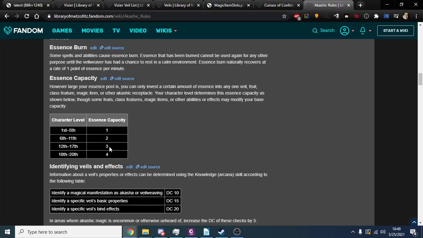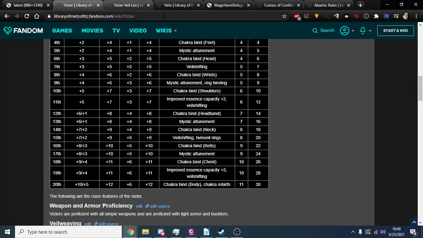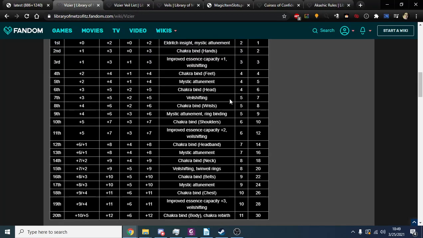So if you are not a veil weaver, you don't have any levels in a class like Vizier or Radiant or anything, that's only going to go up to four. So you could only put four essence into a veil. Now most veil weaving classes have improved essence capacities where they get it. You can see here that the Vizier gets one at third level, one at 11th level, and one at 19th level, which is a bit odd.